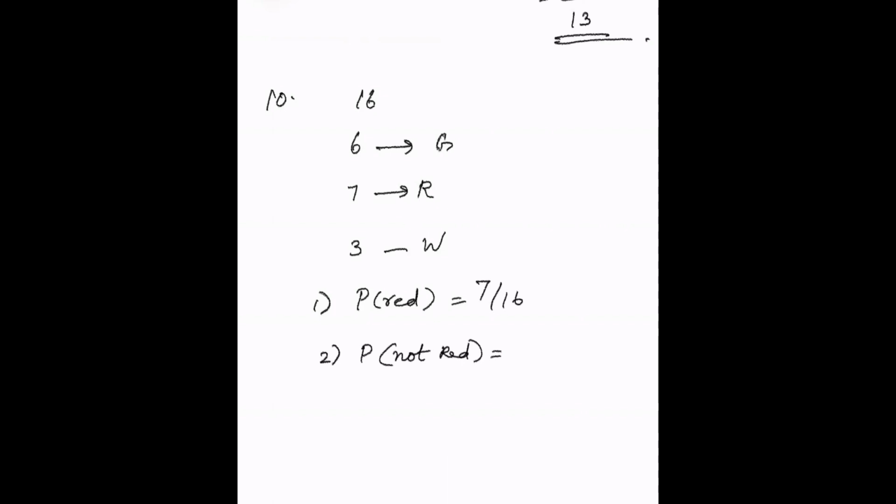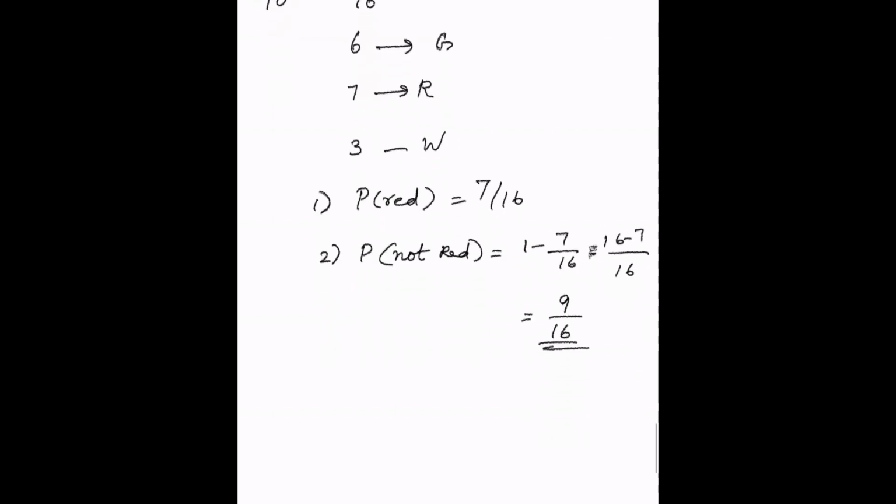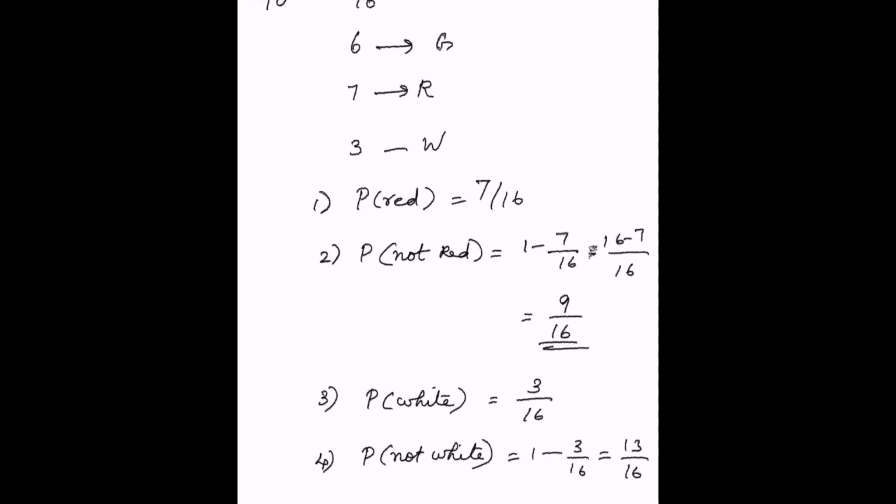Now, second one, probability of not red. 1 minus 7 by 16, which is 16 by 16 minus 7 by 16, which would be 9 by 16. Correct. Now, third one, probability of getting a white ball. 3 by 16. That's correct. Now, fourth subdivision, not white. 1 minus 3 by 16, which is 13 by 16.